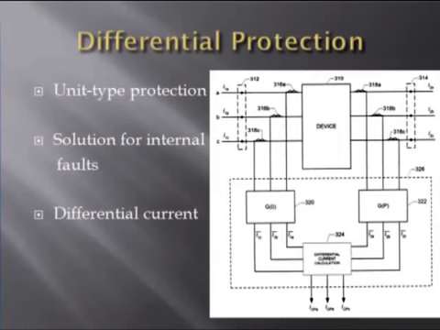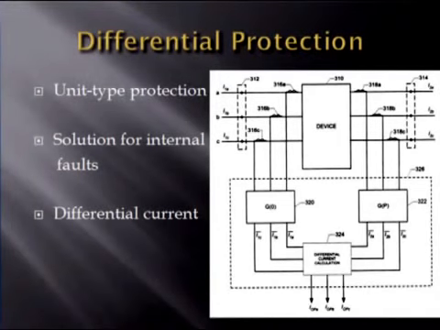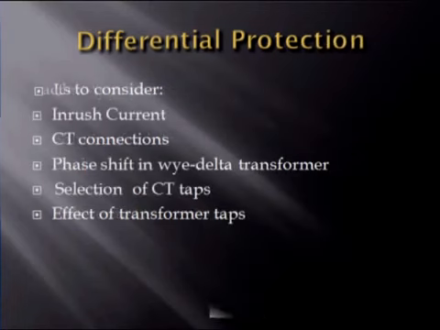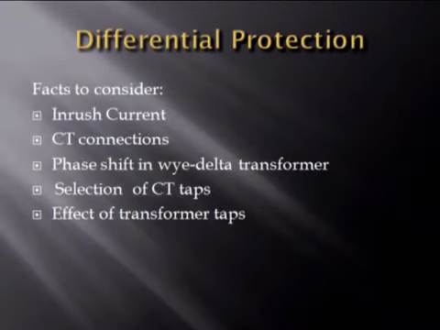Differential protection is a unit type protection for a specified zone or piece of equipment, in our case transformer. It is used only in the case of internal faults. It trips when the difference between the input current and output current is high. There are a few facts to consider for differential protection: inrush current, current transformer connections, phase shift in Y-delta transformer, selection of CT taps, and effect of transformer taps.